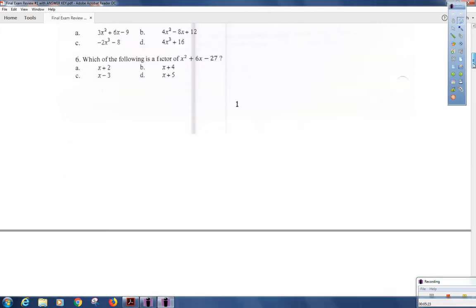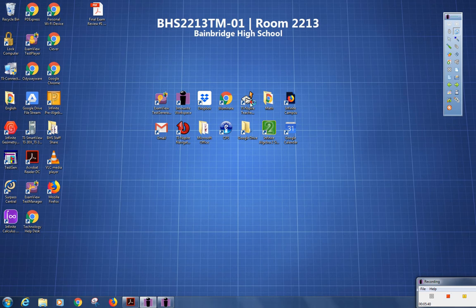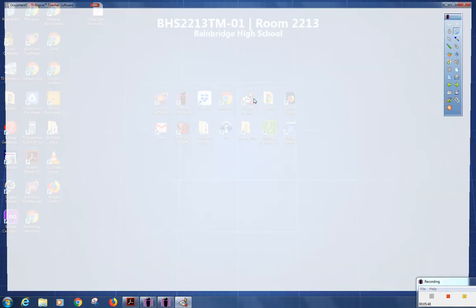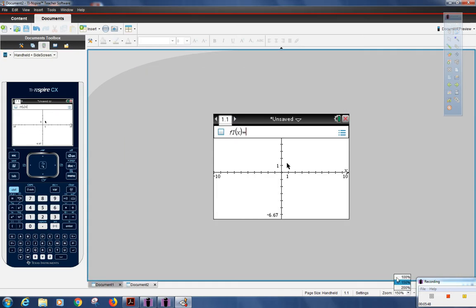All right, moving on. Number 7 says identify the roots of negative 2x to the third minus 8x squared plus 6x plus 36 is equal to 0. Well, I'm going to take my calculator so I can get a better look at this. So let me grab my graphing calculator for it. And so I'm going to go to graph, and then let me just make this a little bit bigger so you can see it.